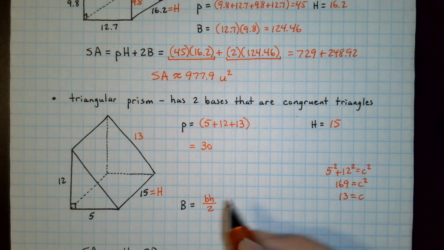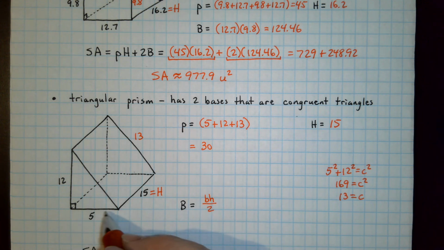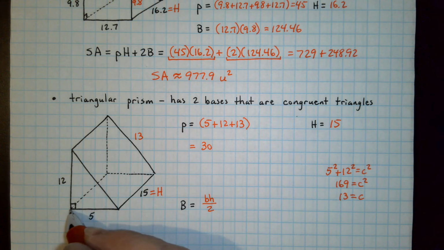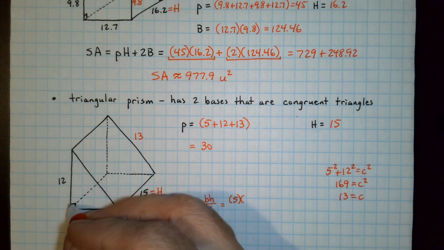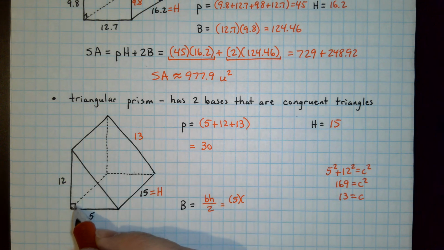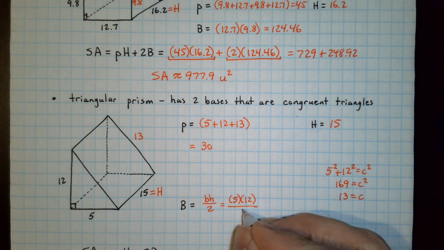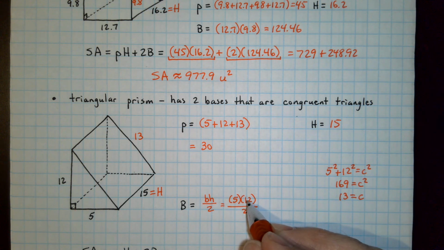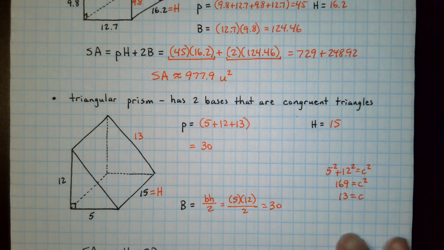The area of the base, since it's a triangle, is going to be base times height divided by 2, lowercase letters for the 2D shape. The area of the triangle, it has a base of 5. It has a height of 12, and I noticed that because of my right angle. That helps me find the base and the height. 5 times 12 is 60. 60 divided by 2 is 30, and that's our base area.